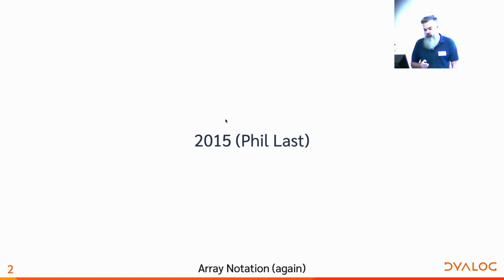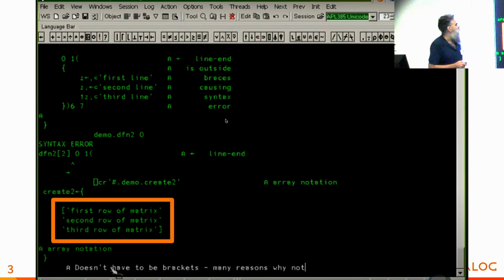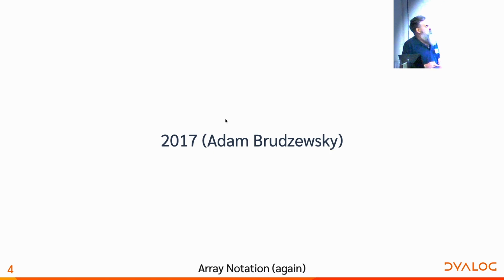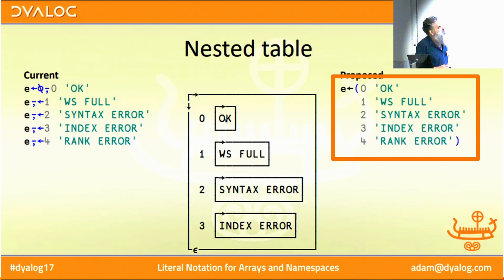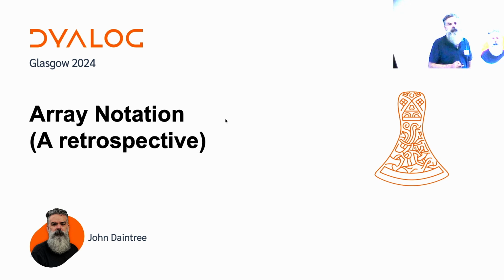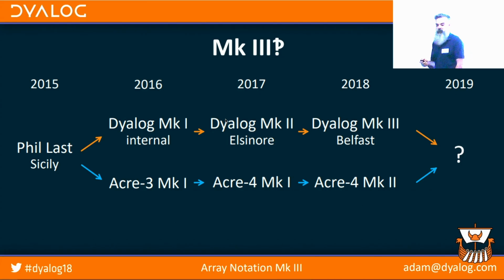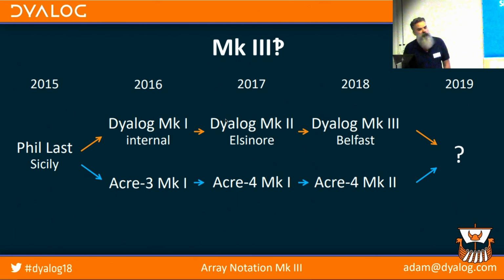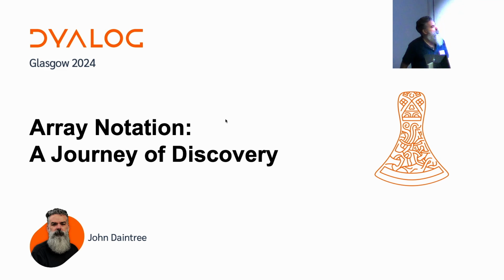Phil Last introduced it, and here's a snippet of array notation from back then. And then in 2017, Adam brought it up again, and here's another slightly different bit of array notation. I thought maybe I should do a retrospective and talk about how it's evolved. But it turned out in 2018, Adam did a retrospective about array notation, so there was no point in me doing that. So I landed on Array Notation, a Journey of Discovery.